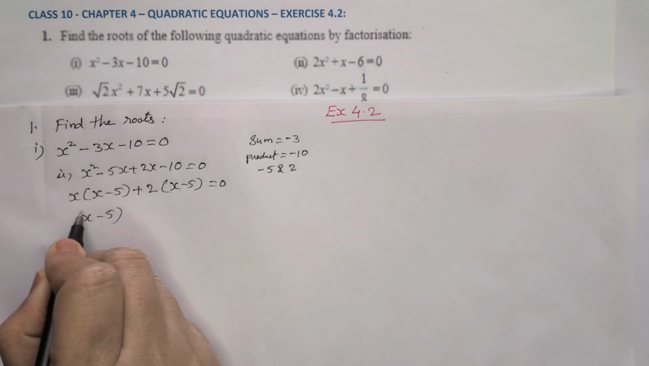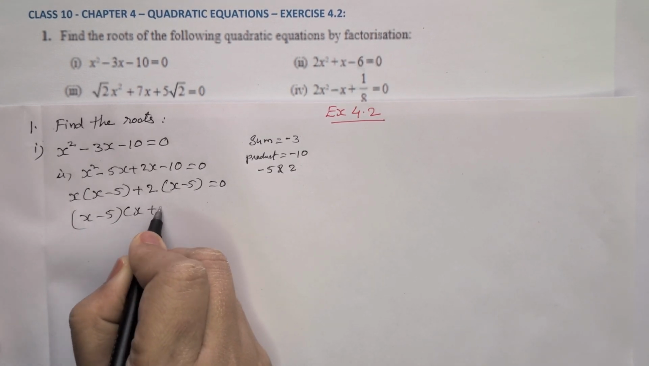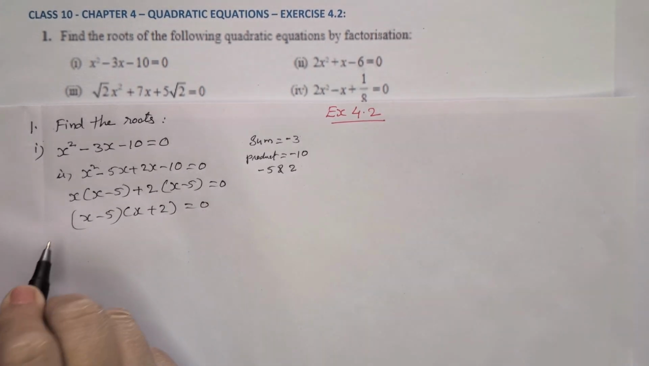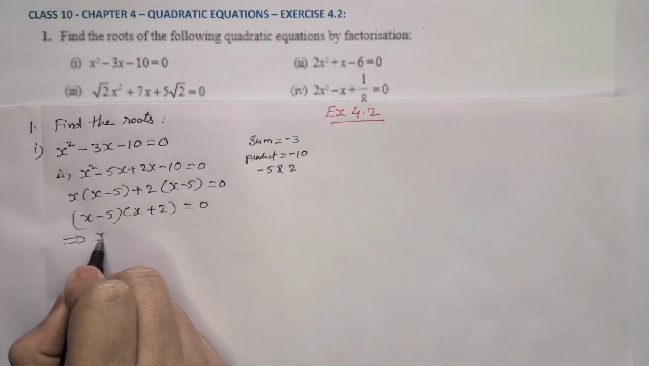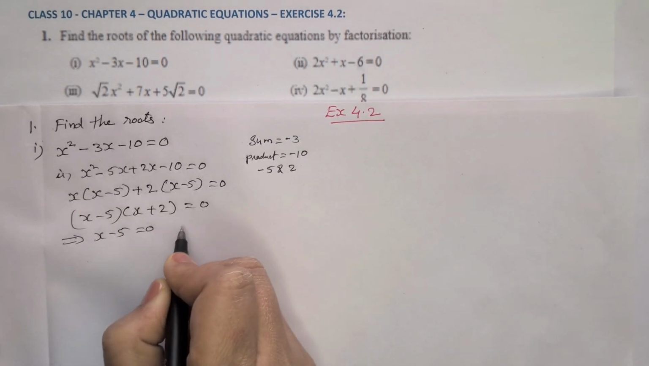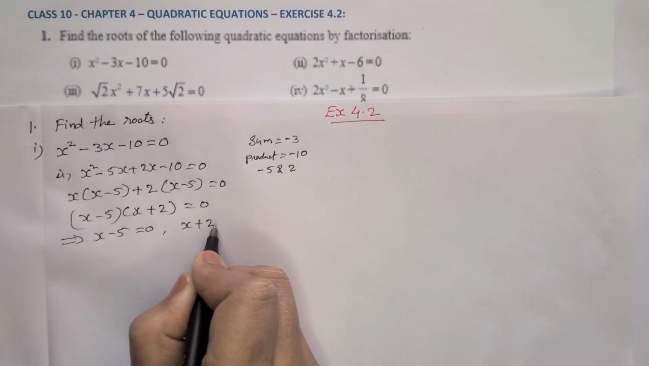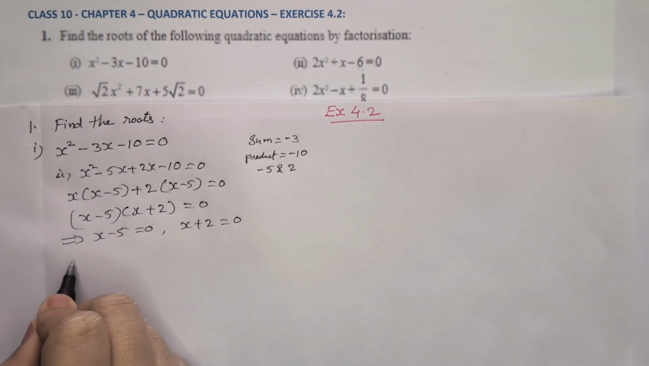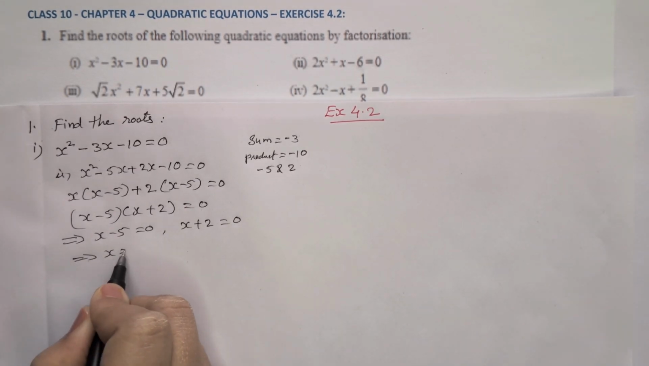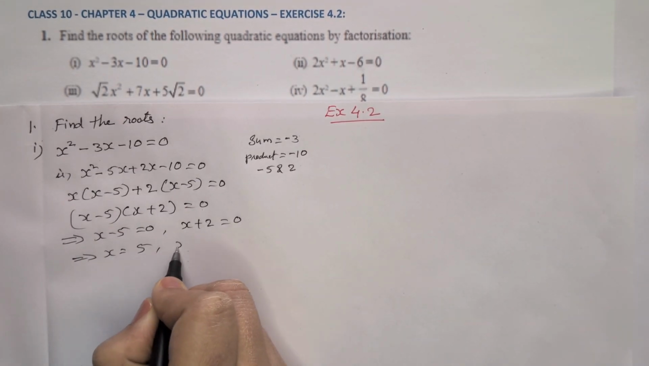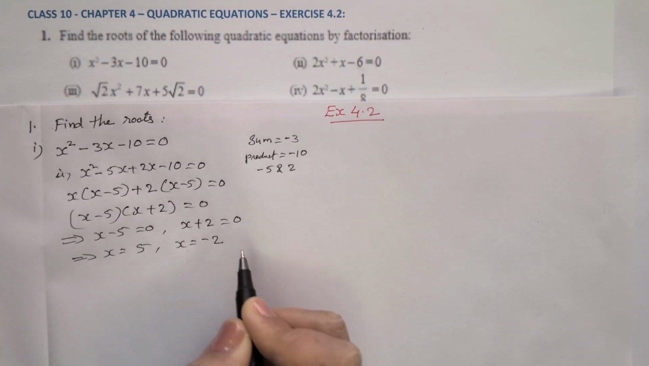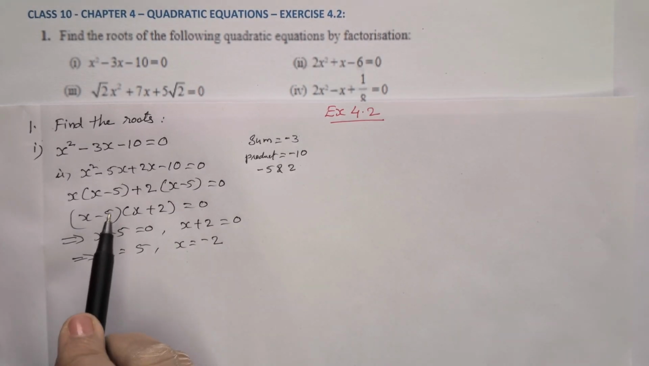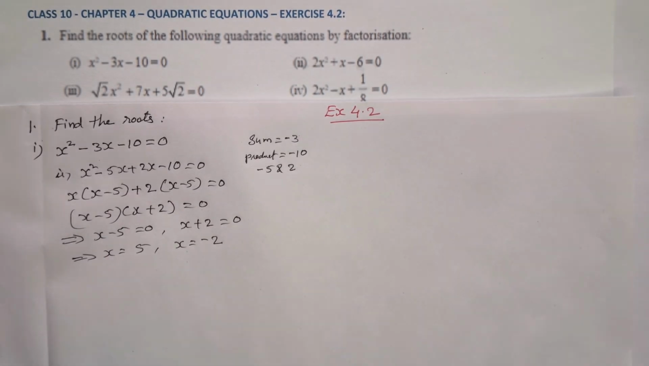x minus 5 into x plus 2 is equal to 0, which implies x minus 5 is equal to 0 or x plus 2 is equal to 0. That means x is equal to 5 or x is equal to minus 2. So we can write the roots of the equation are 5 and minus 2.